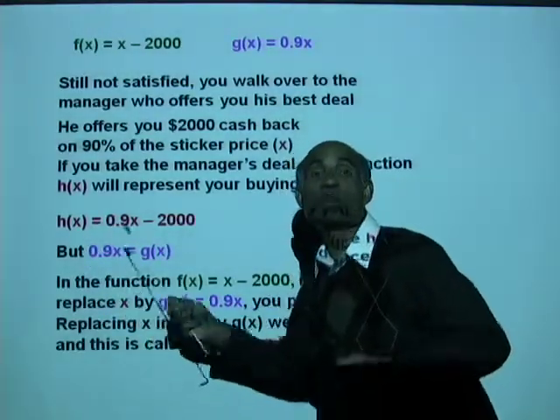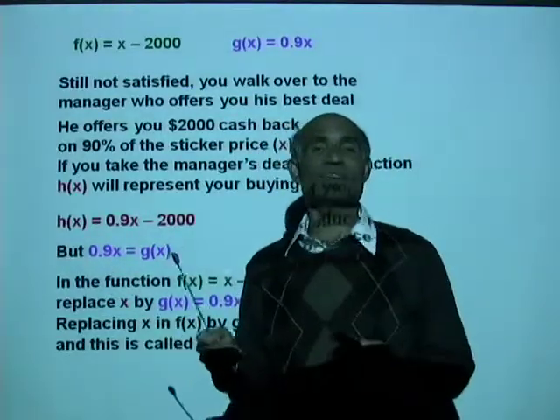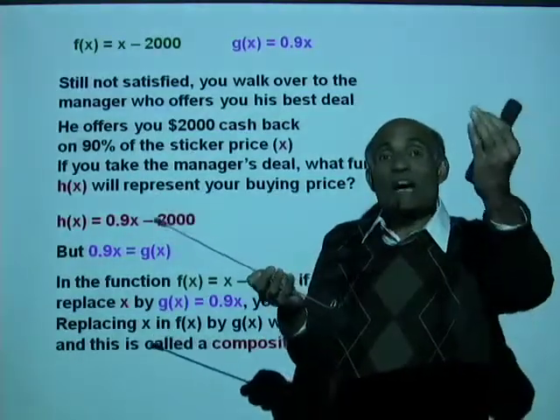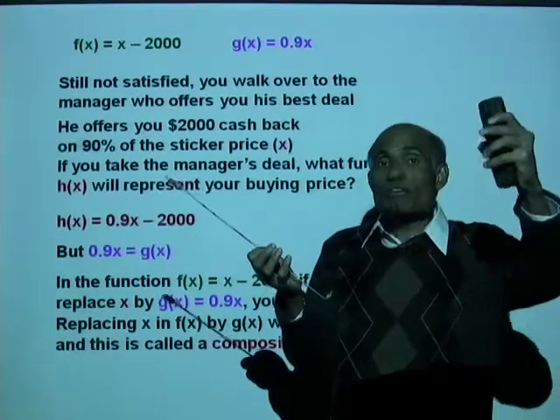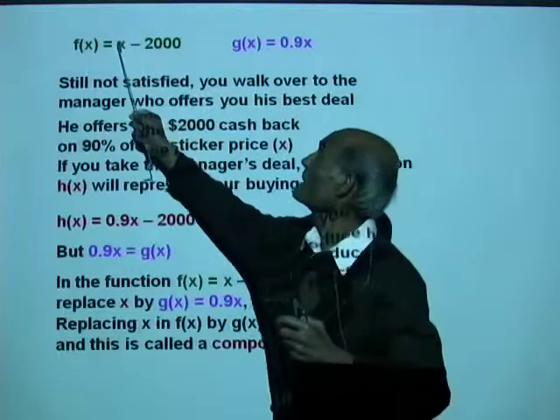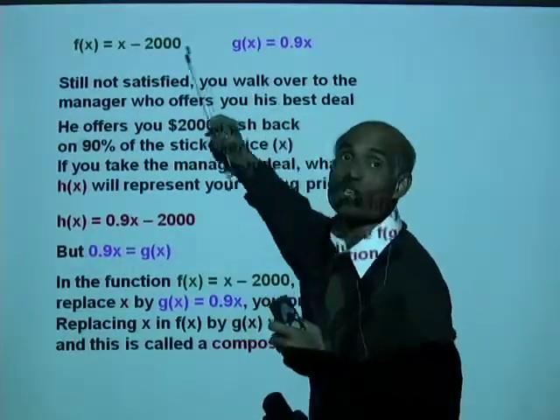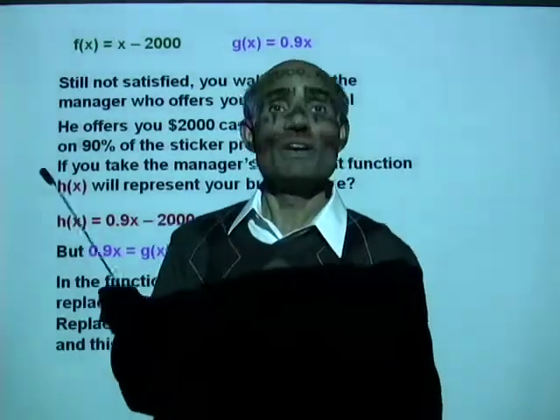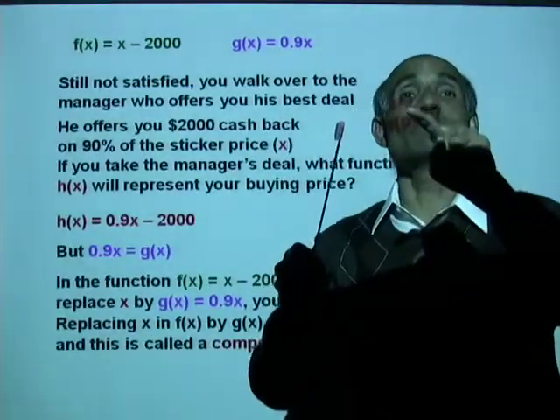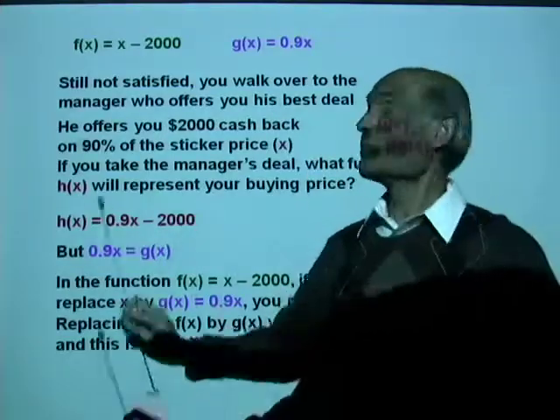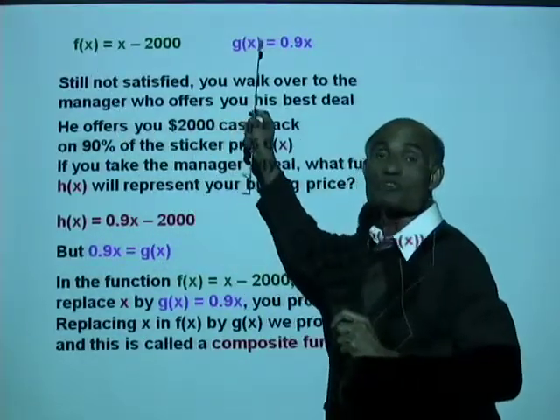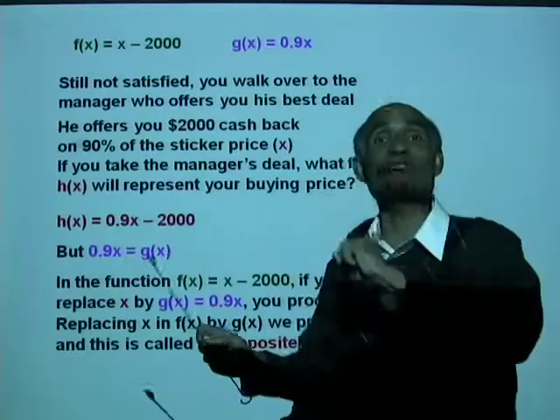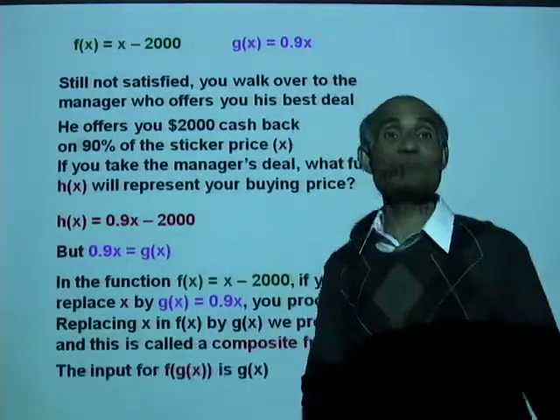h of x is a composite of f and g. Now, how did we produce h of x? We produce h of x by taking f of x and replacing the input by g of x. So the input of f of x becomes g of x, then you get h of x. In other words, remember, when you say f of x, we are saying that the input of that function is x. But in this case, the input of this function is g of x. So we should now be calling the composite function f of g of x. That's right. That is the way to write a composite function.